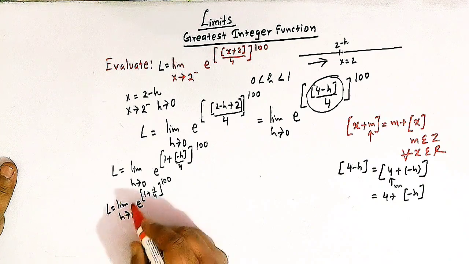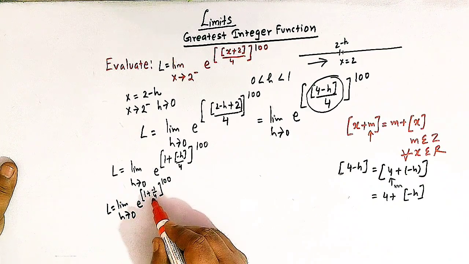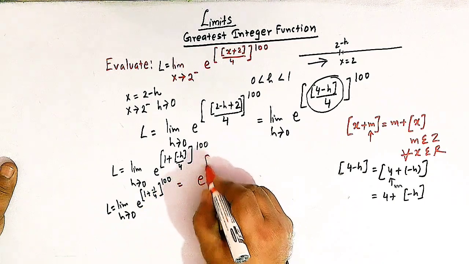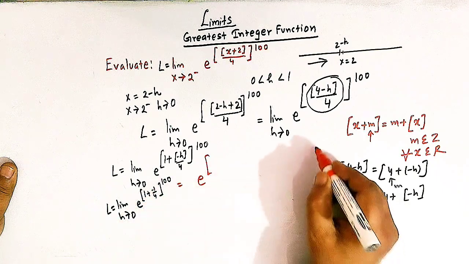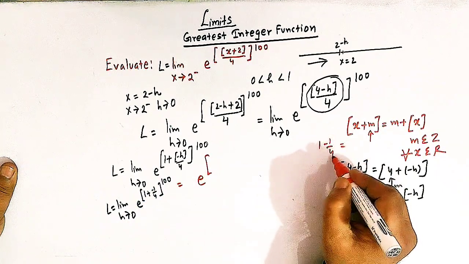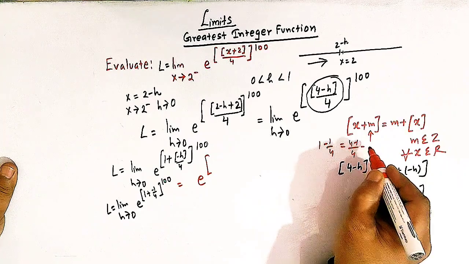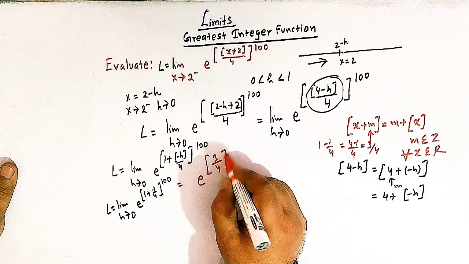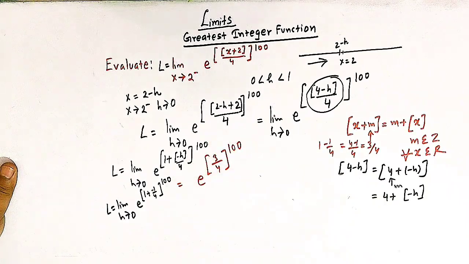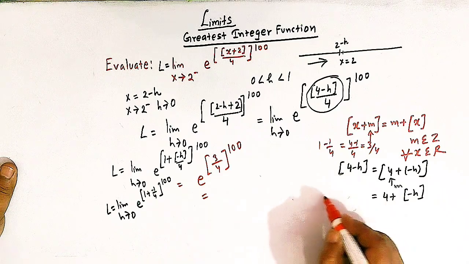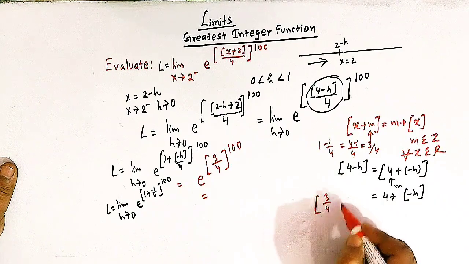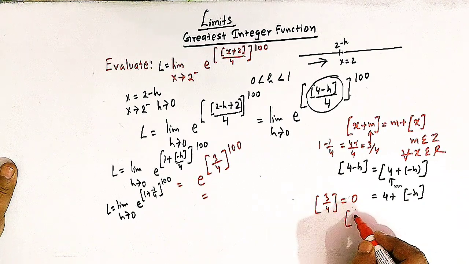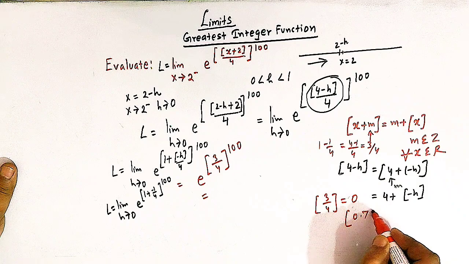So now we can remove this limit notation because here we do not have h. So now we can write simply e raised to greatest integer of 1 minus 1 over 4. So this is (4 minus 1) by 4, that is 3 over 4, right? So we have greatest integer of 3 over 4 raised to 100. And we know that the greatest integer of 3 over 4 is 0, because 3 over 4 is 0.75.